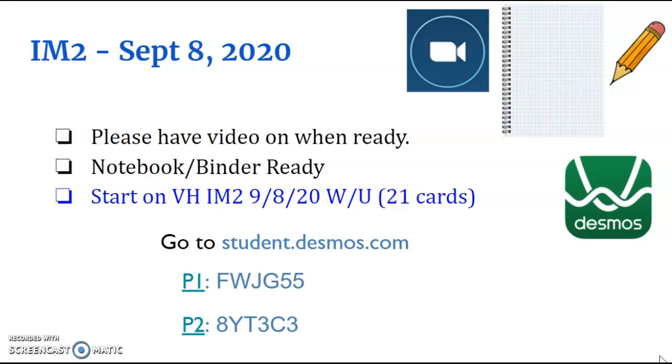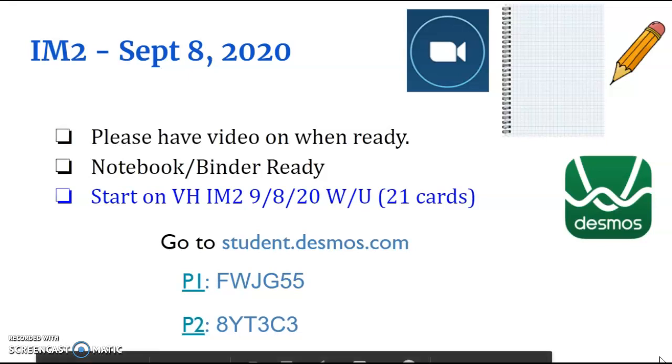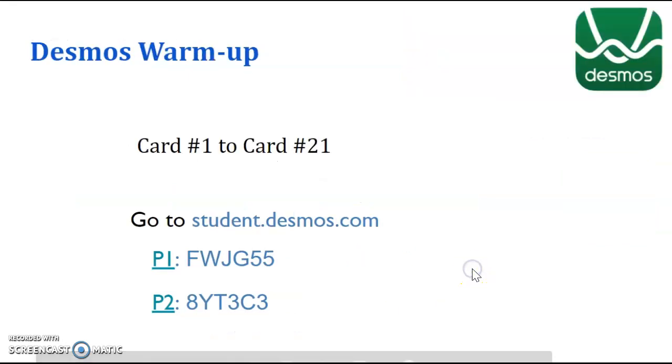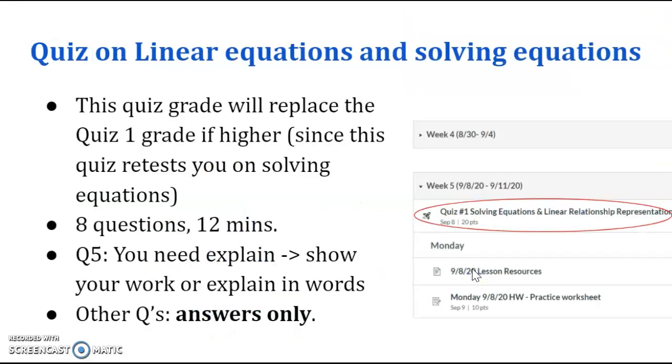So what did we do? We actually started off with the warm-up exercises. If you were not here, please go to desmos.com, student.desmos.com, and type in this class code and get started on the warm-up. We also started on a quiz.